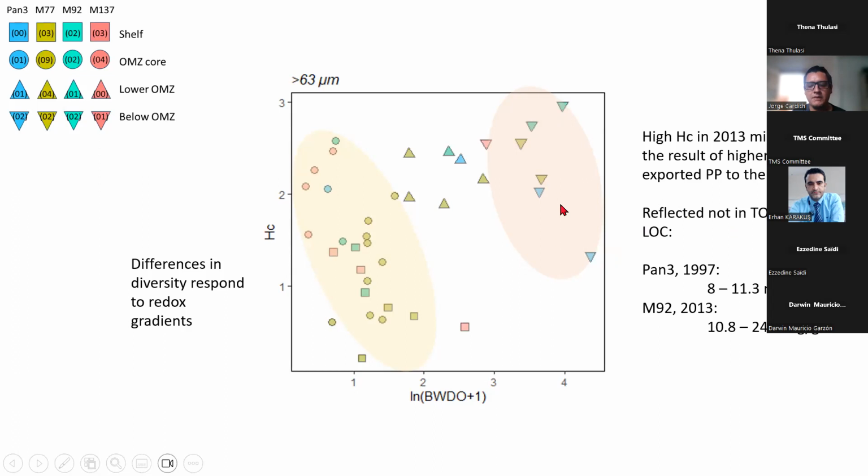Only for these 2 sampling periods, we have values of labile organic matter. For 1997, we have a range. That means for these 2 light blue triangles, we have this range. And for these 3 triangles, we have this other range that is almost twice the values of 1997. So these are below the OMC, but the productivity might take a while to reach these depths. But again, it helps to understand the differences in these 2 foraminiferal communities in time.